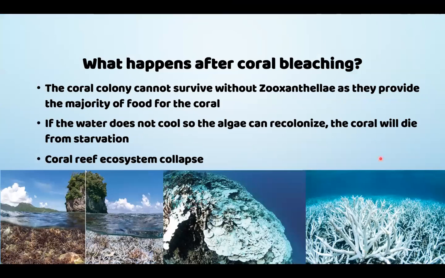So what happens after coral bleaching? The coral colony cannot survive without zooxanthellae, as they provide the majority of food for the coral. If the water does not cool so the algae can recolonize, a coral will die from starvation, and as a result, the coral reef ecosystem will collapse without the coral. It provides a 3D structure for animals to live in and around.